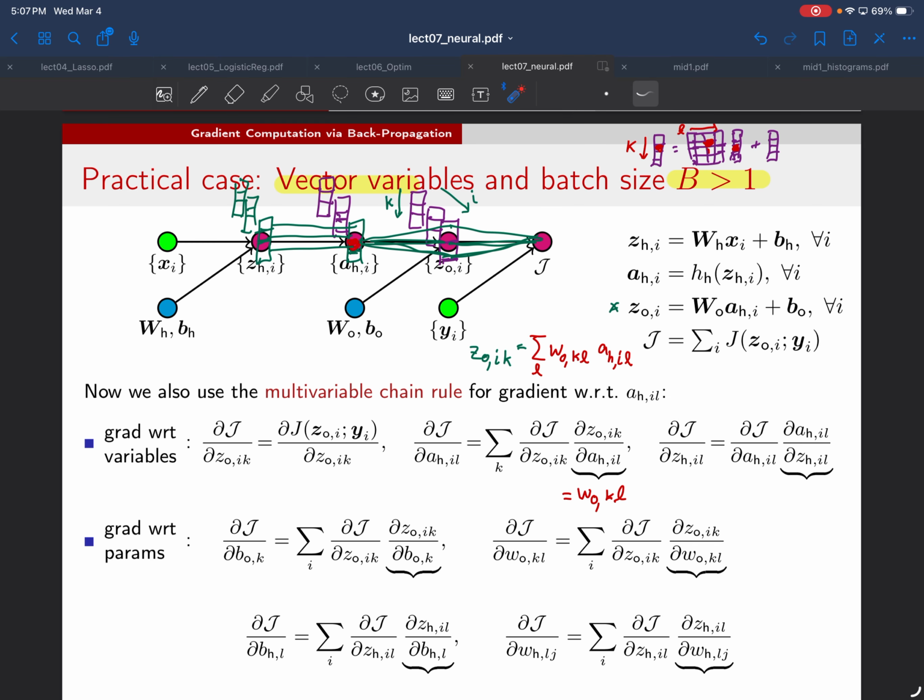So there's no sum here, and we just have DAH. This is just going to be the H prime, H prime evaluated at ZHIL. Okay, is everybody good with that?